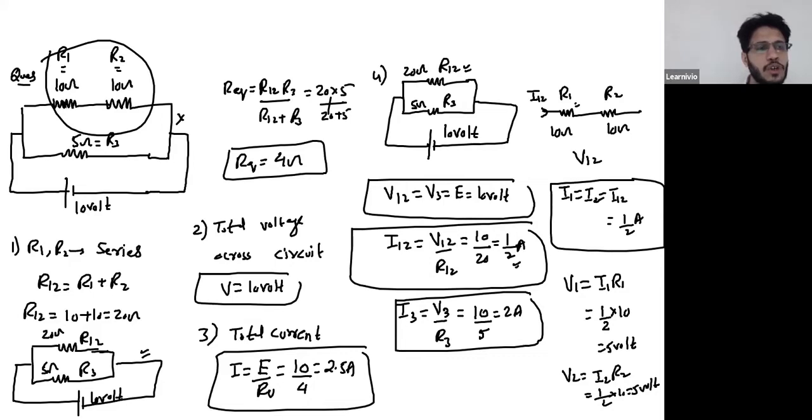What is the current through this 10 ohm resistor? It's half ampere. What is the voltage across this resistor? It's 5 volt. The current through this 10 ohm resistor is 0.5 ampere, and the voltage is 5 volt. The current through this 5 ohm resistor is I3. How much is I3? It's 2 ampere. Voltage across this is 10. So this is how we solve the entire circuit. First, divide that circuit into a circuit where either all resistors are in series or all are in parallel.